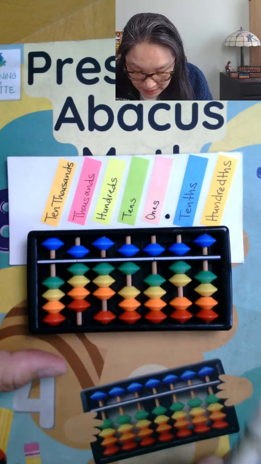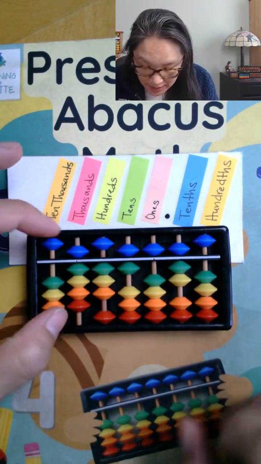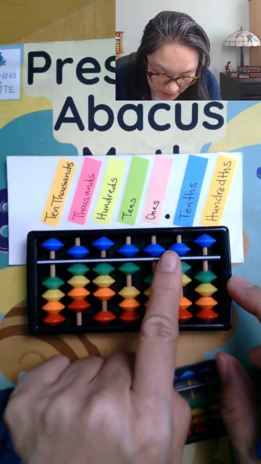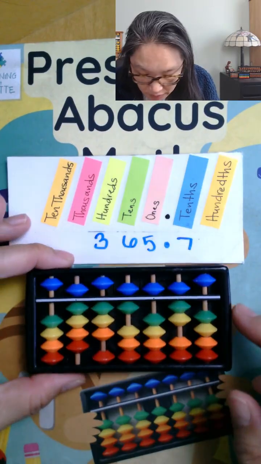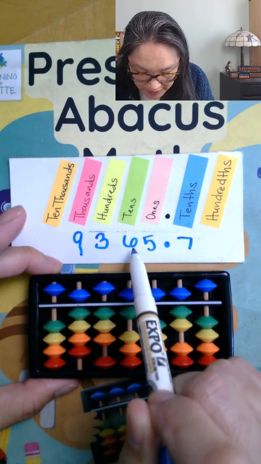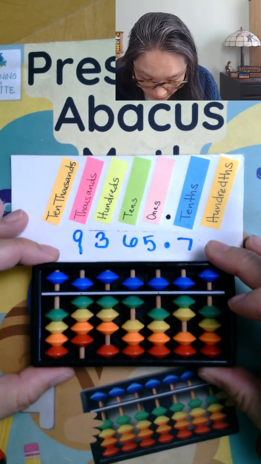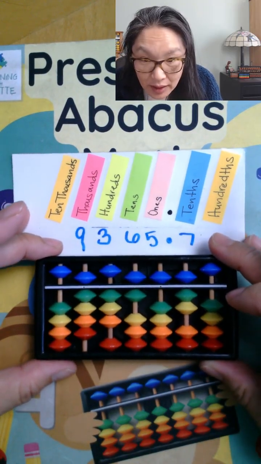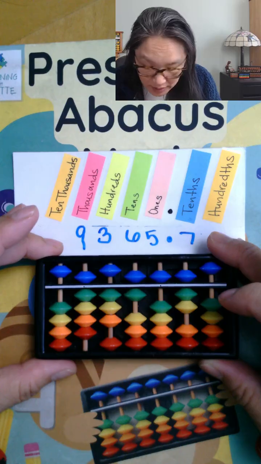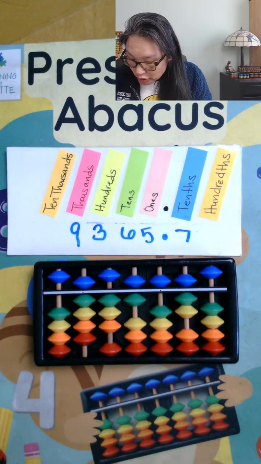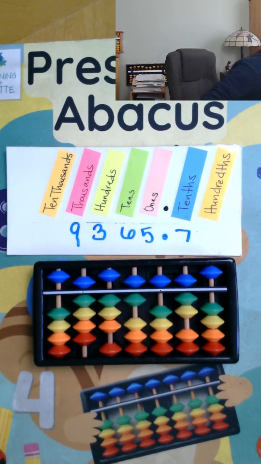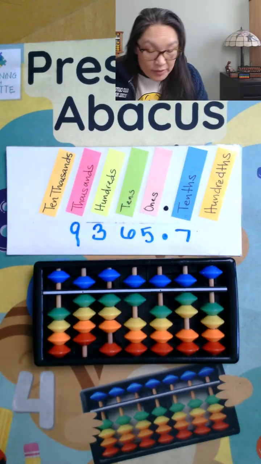So if I did this, this would be 9,365.7. So that's what this would be. This is really horrible handwriting, but it is what it is. Anybody have any questions? If not, we're going to continue on learning how to add. Okay, it seems like everybody's okay.